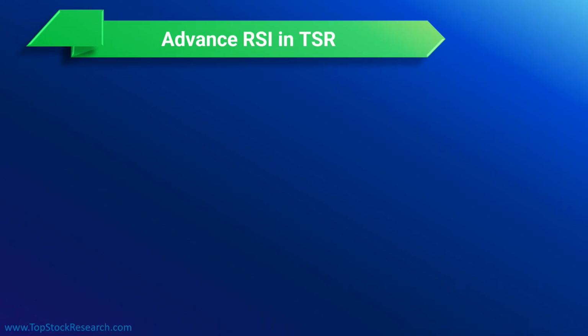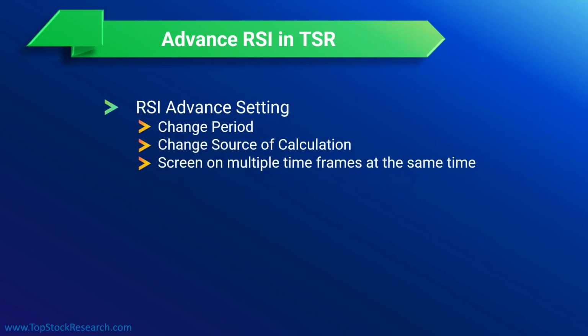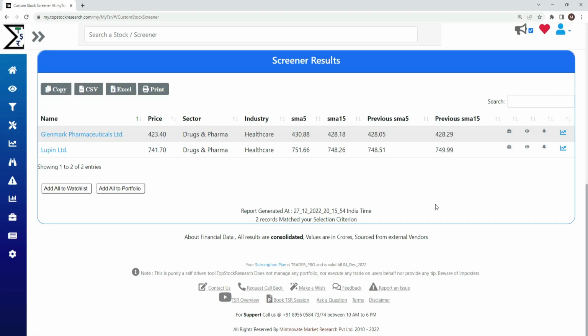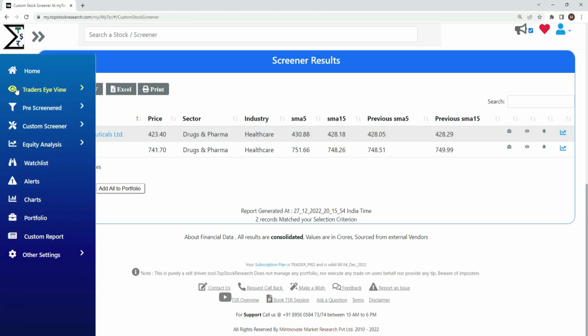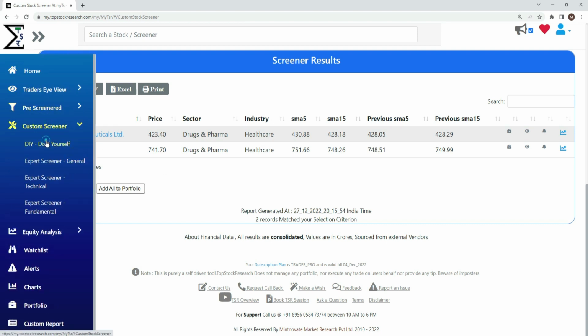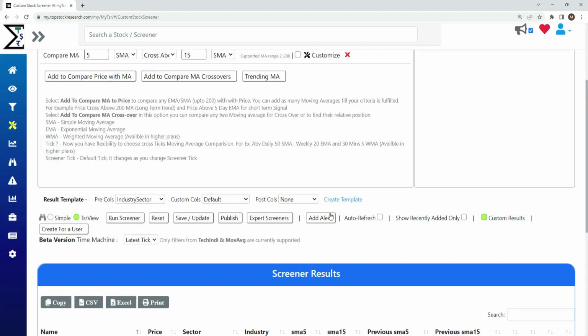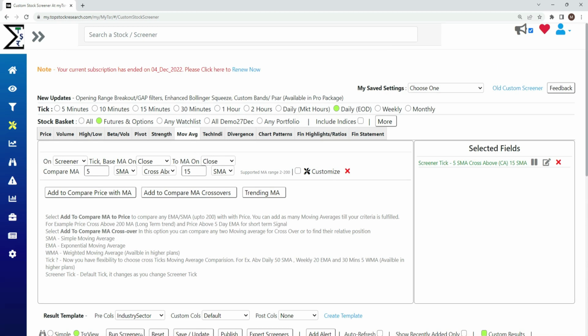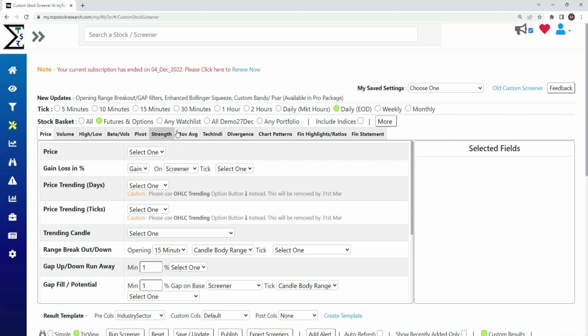So we have seen RSI changing periods or changing the source of calculation, multiple time frames at the same time. So this is the place where you will see it in the DIY screener. If you see, you go to RSI. Okay, we are already in the DIY screener, right? Let's reset, and then you go to RSI. There are quite a few settings out here, right?